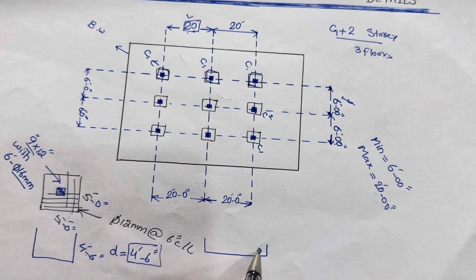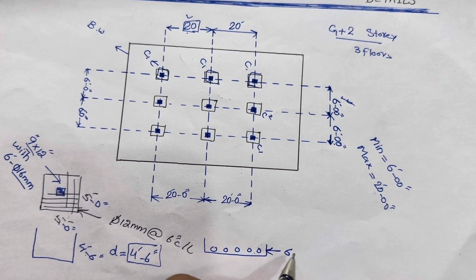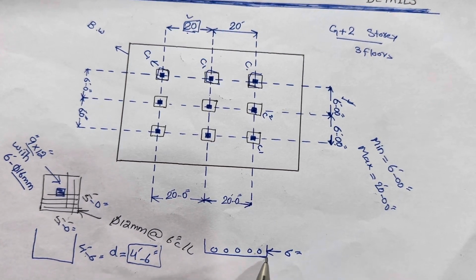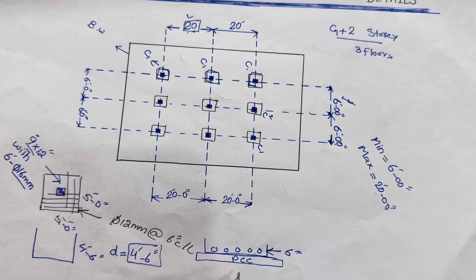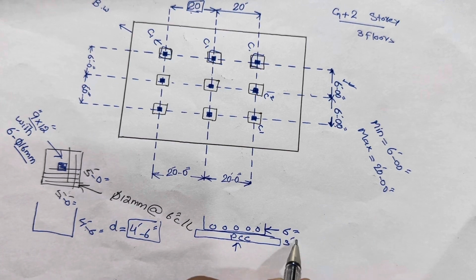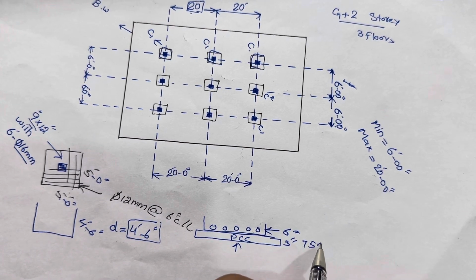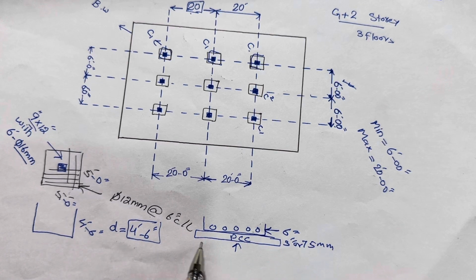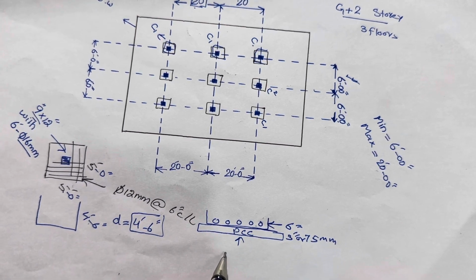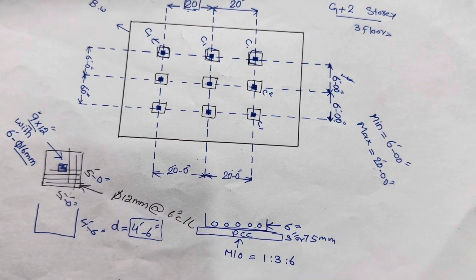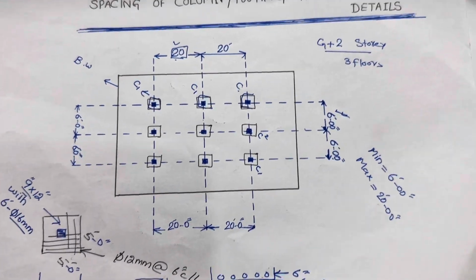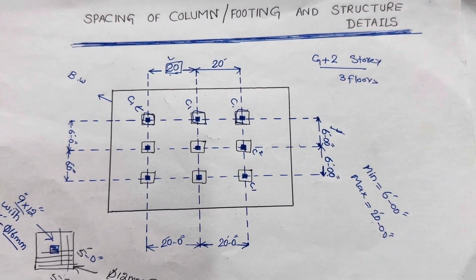You can see these are steel reinforcement. This is the hook, which should not be less than 6 inches. Before starting steel reinforcement, you should provide PCC with a thickness of 3 inches or 75 millimeters, and the grade of concrete should be M10, which ratio is 1:3:6.